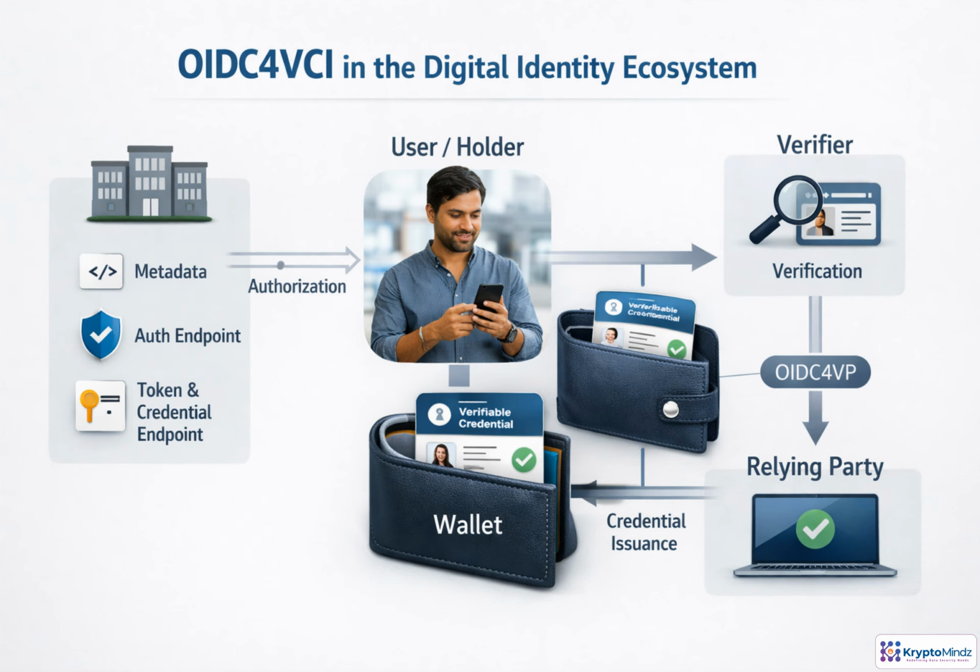OIDC4VCI connects four main players in digital identity. The issuer exposes standard OpenID endpoints so a wallet can discover what it can issue, get authorization, and obtain tokens and credentials. The user or holder stays in control, approving what is issued into their wallet. Later, a relying party asks for proof. Through OIDC4VP, the wallet presents selected credentials, and the verifier checks them using familiar OpenID and OAuth security concepts.